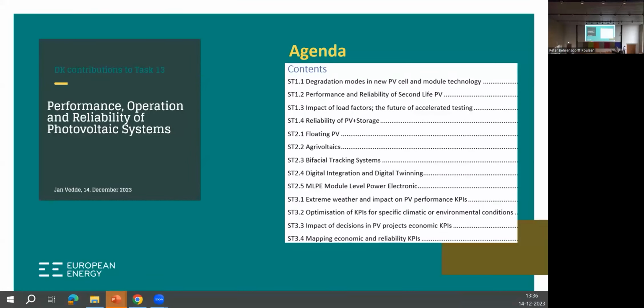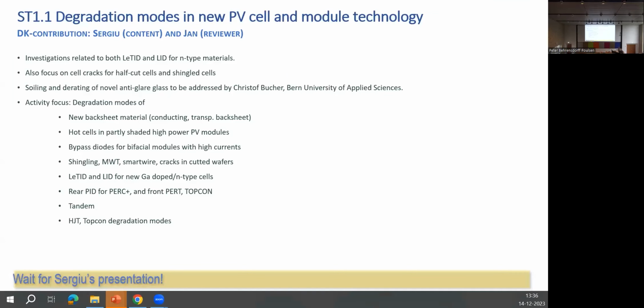Yes, I'm trying to cover 13 different subtasks in 15 minutes, so it will be very brief. But task 13 is about performance, operation, and reliability, and it has these 13 different subtasks. There's not Danish representation in all of the tasks, but at least we will. I will bring you through all this.